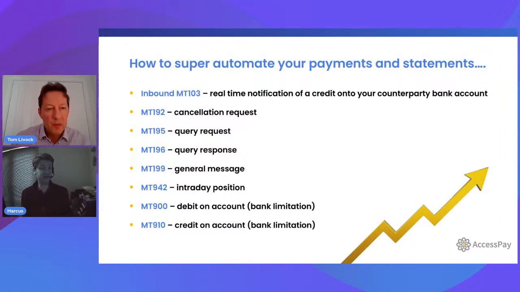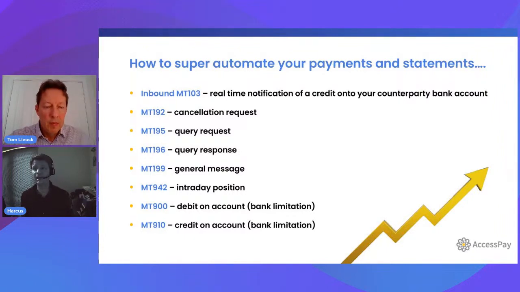So all of these messages are Swift messages. They all carry the acronym MT. MT stands for nothing more clever than message type. And everything that starts with a 1 is something to do with a payment, and everything that starts with a 9 is something to do with a report, balance and transaction information in this context.